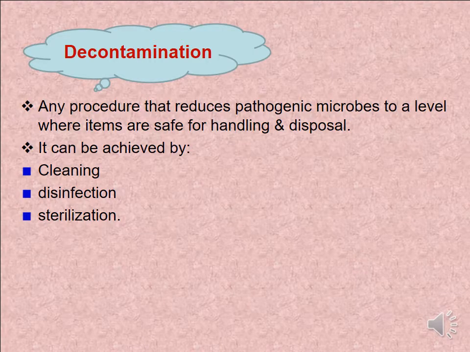Another definition of decontamination: it is any procedure that reduces pathogenic microbes to a level where items are safe for handling and disposal. It can be achieved in three ways: by cleaning, disinfection, and sterilization. These three ways are for decontamination of any material.